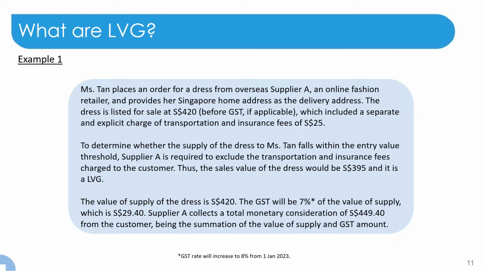On the other hand, the value of supply of the dress is $420, which includes the transportation and insurance fees of $25. The GST will be 7% of this value of supply, which amounts to $29.40. Supplier A hence collects a total monetary consideration of $449.40 from the customer, being the summation of the value of supply and GST amount.